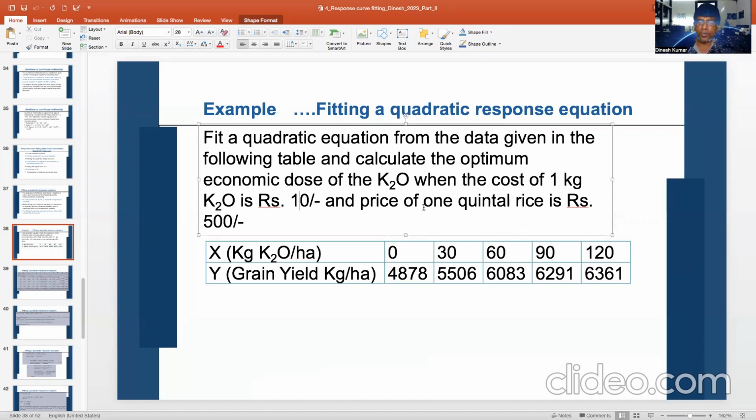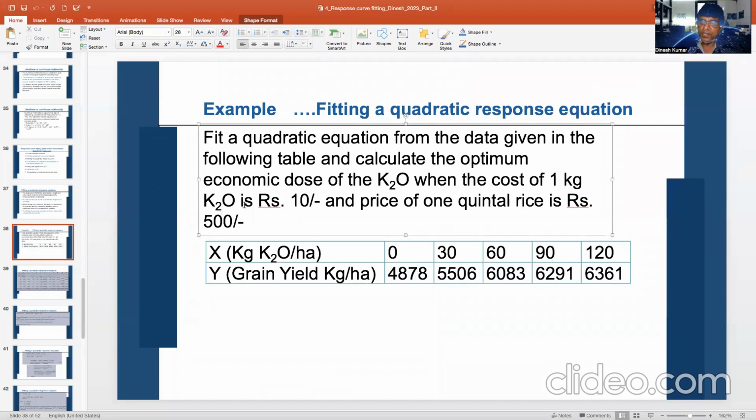But your data is in kilograms. You see, the data is in kilogram. So now you need to write P or price in kilogram. So 1 quintal means 100 kilograms. So price of 100 kilogram is 500. So price of 1 kilogram rice which you are selling is rupees 5.